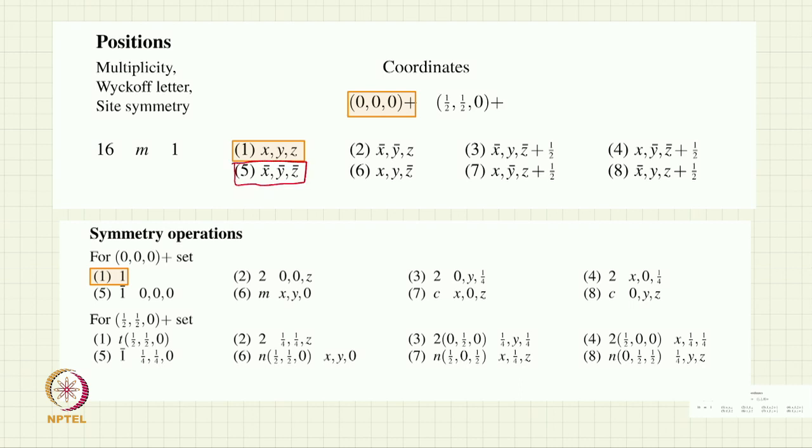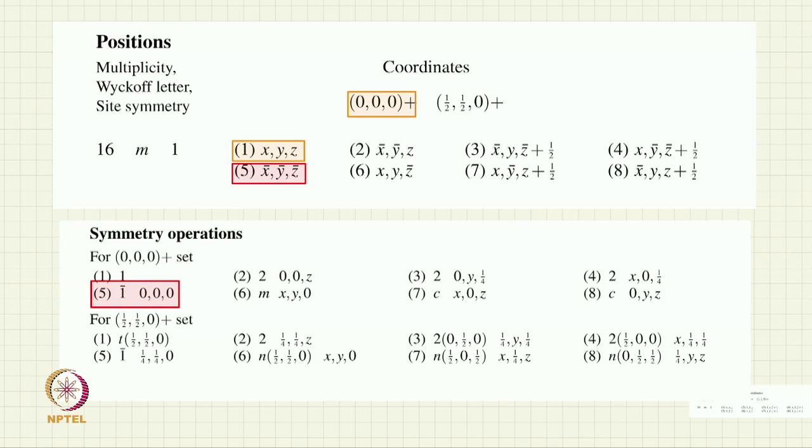If you look at number 5, that is x bar, y bar, z bar. What mapping takes you from x, y, z to x bar, y bar, z bar? Obviously, an inversion center at the origin, and you can see that number 5 here lists the inversion center at the origin. So, you go from position 1 to position 5, from x, y, z to x bar, y bar, z bar, by a symmetry operation which is an inversion, 1 bar, at the origin O. The coordinates of the origin are 0, 0, 0.